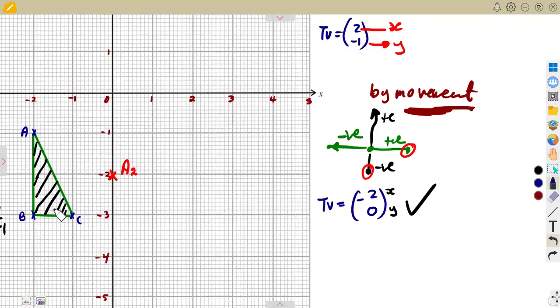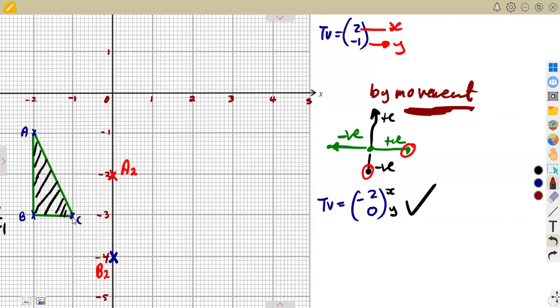You do the same thing with B. How many units? 2 in the X, 1 going down in the Y. So let's move 1, 2. How many units going down? 1. We are now at the final point here at -4. That is our final point. When you reach the final point, that's when you mark to say this is my final point, which is the image of B. So let's just say B2.